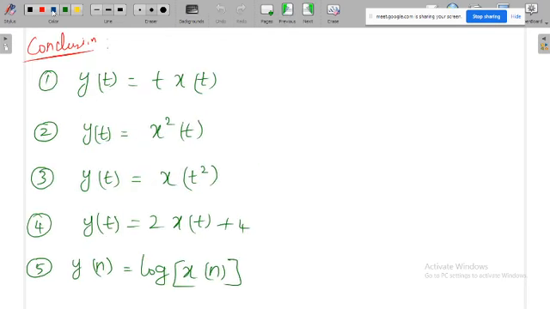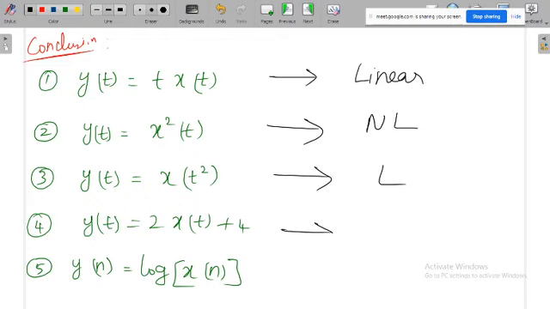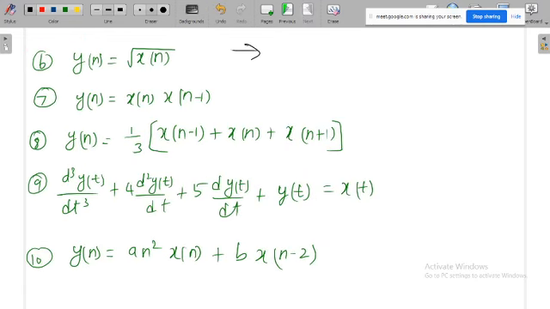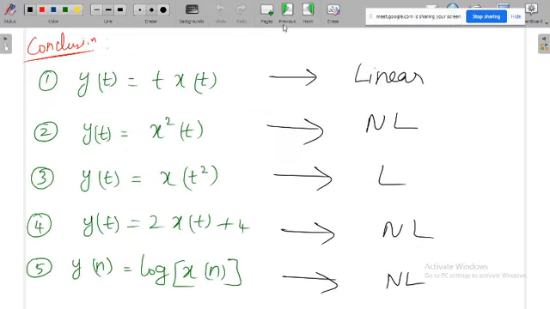Tell me quickly, what about the nature of this system? Is it linear or non-linear? First system. Linear, sir. Okay, linear. What about the next system? Non-linear, sir. Log x of n is linear or non-linear? Non-linear. Root xn, non-linear. X of n into x of n minus 1, non-linear. Linear. Okay, so what is the observation here?